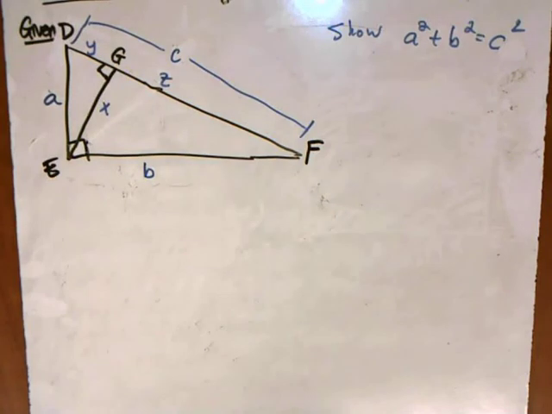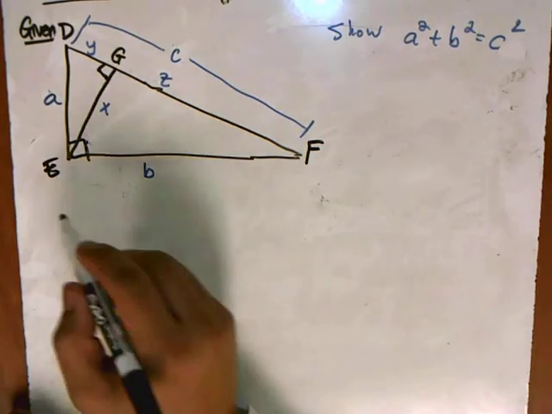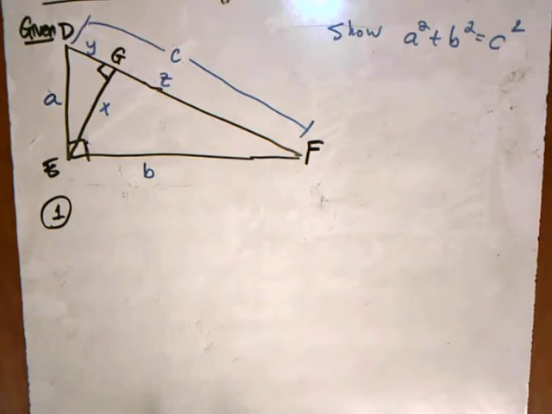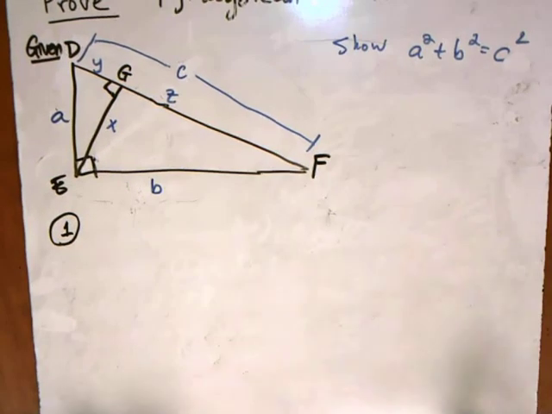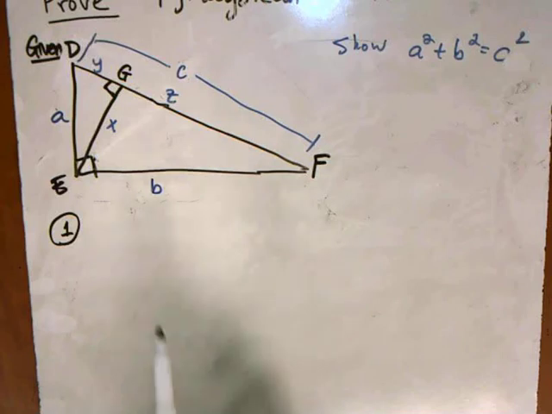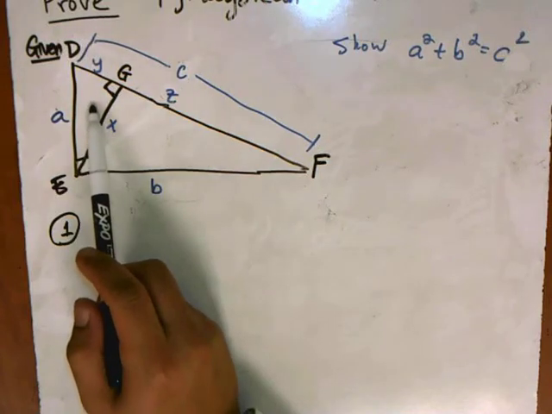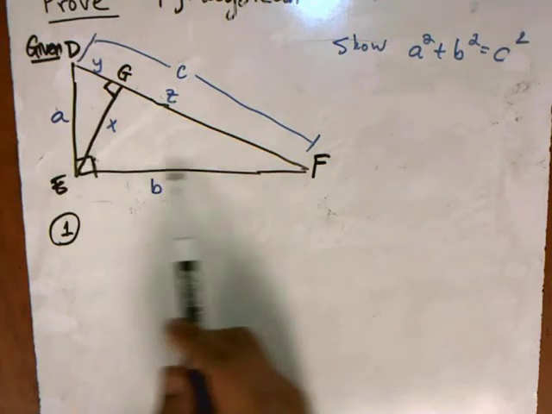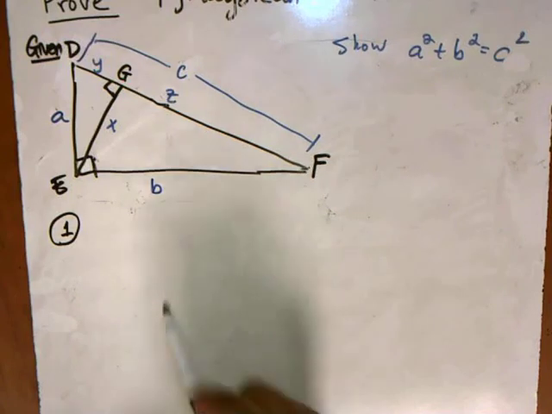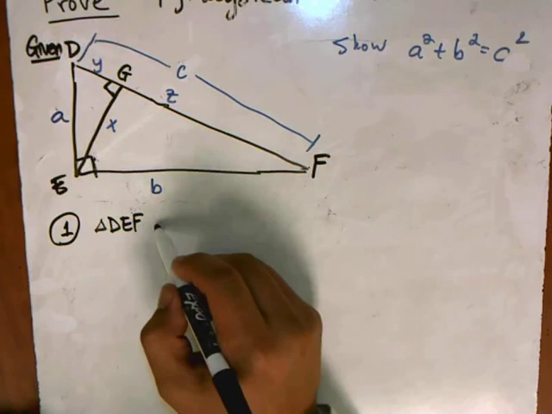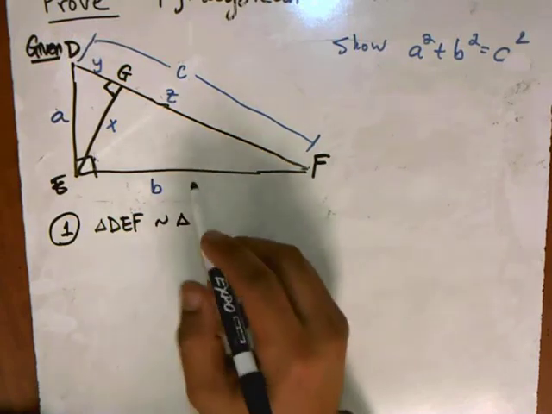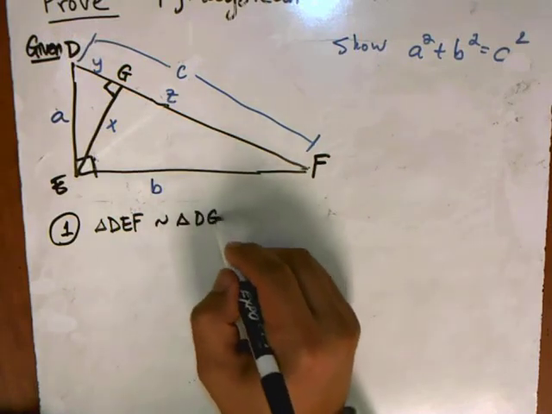First thing that I can show here is that I've got some triangles that are in fact similar to each other. We've seen this theorem before. We have two right triangles in this picture that are similar to each other. This left one right here is in fact similar to the entire big right triangle DEF. So let me write this out. Triangle DEF is similar to triangle DGE.